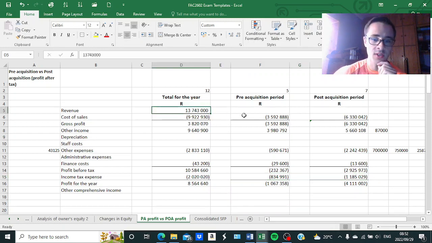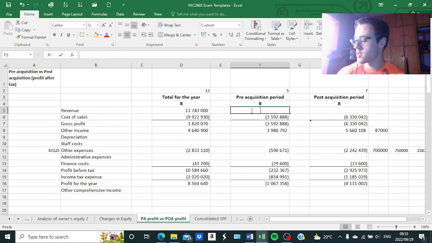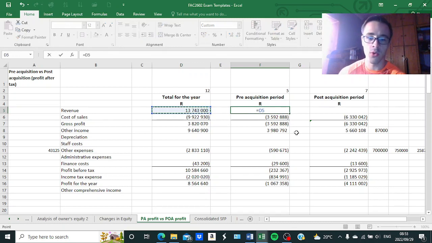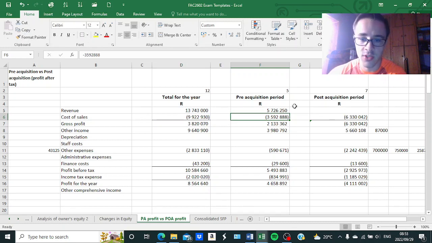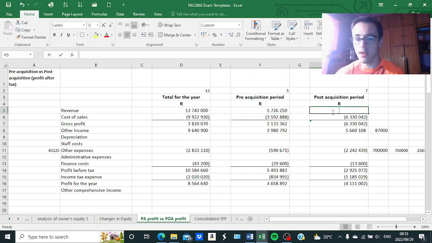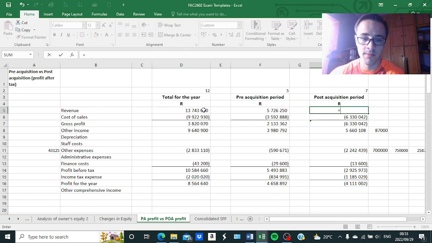Right. And don't forget that we still need to split revenue. There was no further information on revenue, so we can split this evenly between the two periods. So we will take 13,743,000 and multiply that by 5/12, as we want the amount for the pre-acquisition period, and then the remaining amount will just go to the post-acquisition period.